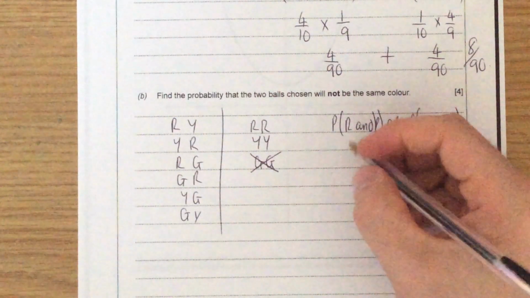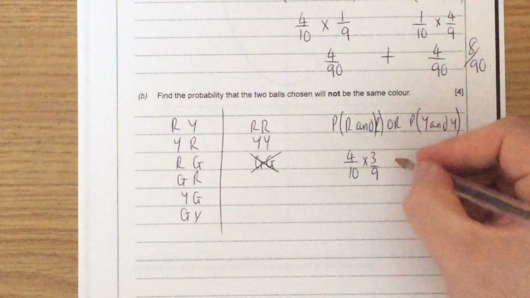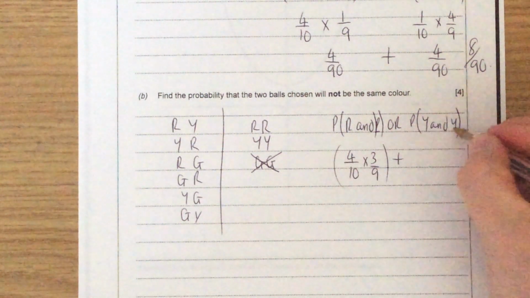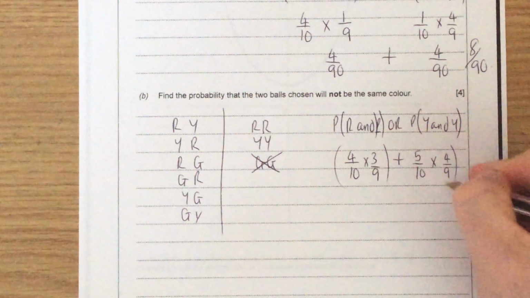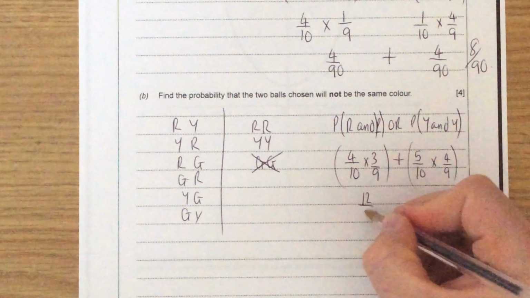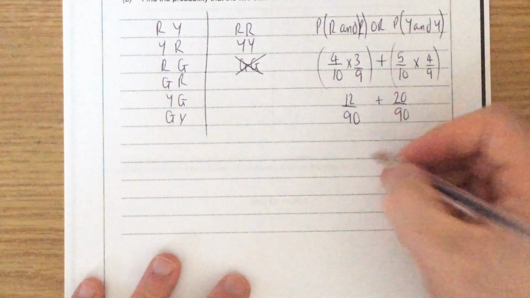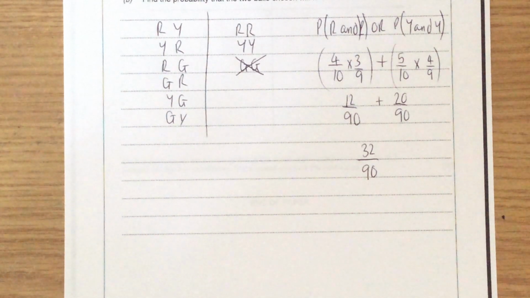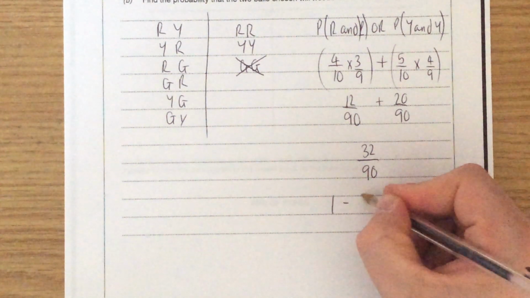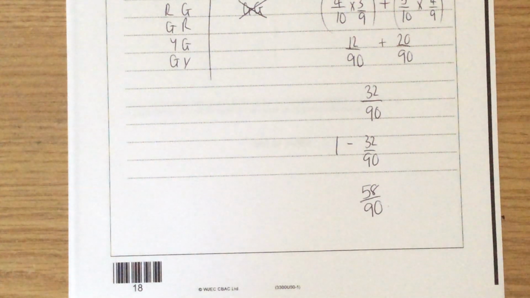Probability of red and red is 4 over 10 times 3 over 9. And then the probability of yellow and yellow is 5 over 10 times 4 over 9. So I end up with 12 over 90 plus 20 over 90. So that means there are 32 over 90 scenarios that I don't want to consider. So if I do 1 minus 32 over 90, I end up with 58 over 90 is the probability that I pick two that aren't the same colour.